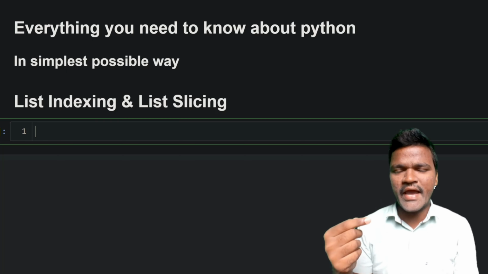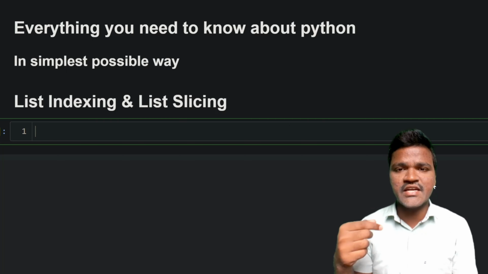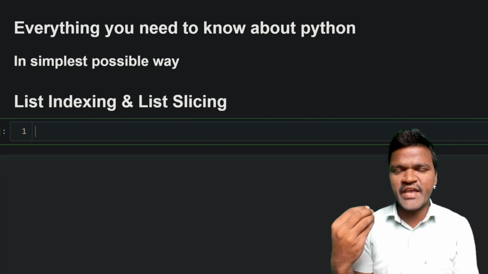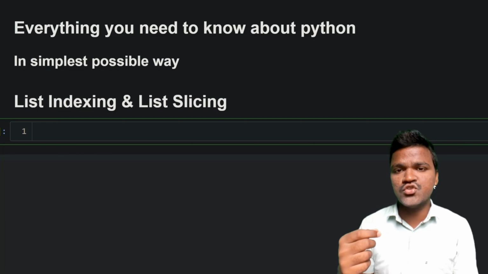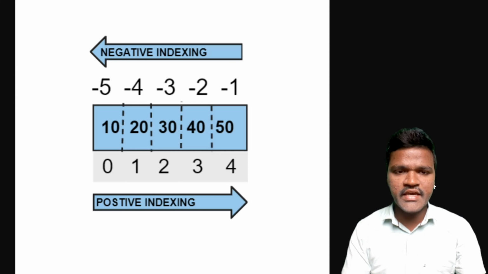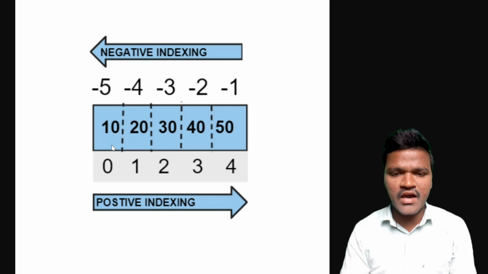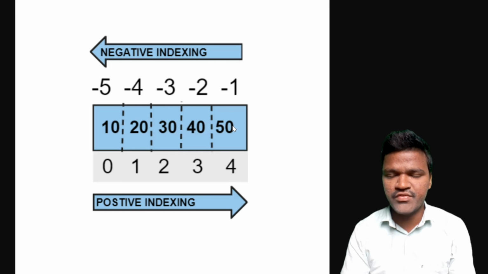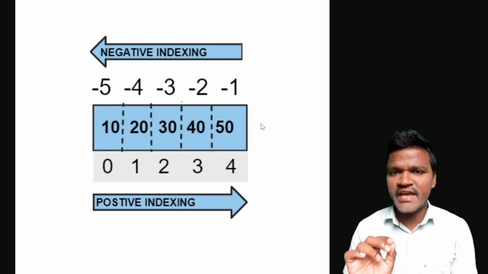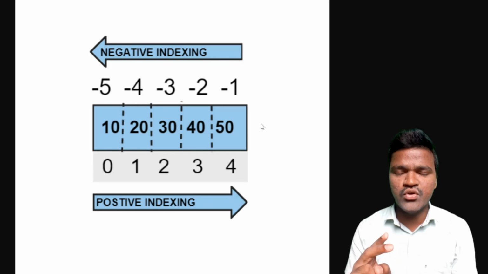When we want to access a specific element inside of a list, we need some mechanism to access it, right? One of the ways we can access is through indexing. Here you can carefully see we have these elements inside of a list. Consider this array as a list, and inside of this container we have the elements 10, 20, 30, 40, 50. We can access by indexing in two different ways.